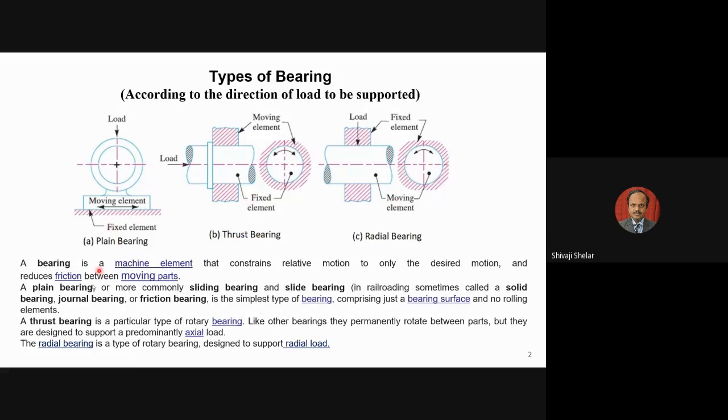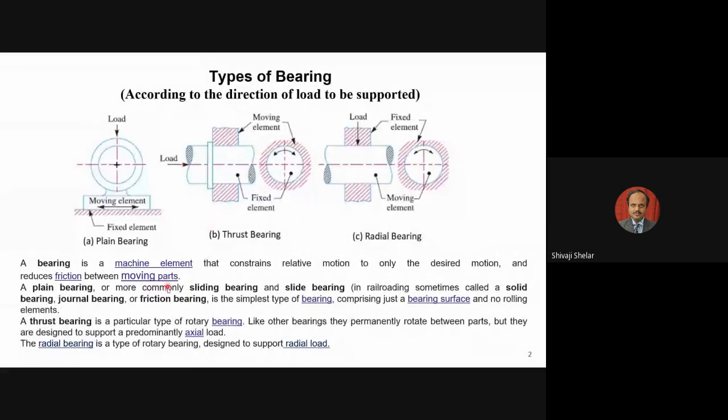You can see the plain bearing is a more commonly used sliding bearing or slide bearing. In railroad, it is called a solid bearing, journal bearing. There is a separate discussion on journal bearing or friction bearing. It is the simplest type of bearing, comprising a plain bearing surface or a curved bearing surface, but there is no rolling element. There is no rolling or rotating element under such action here.